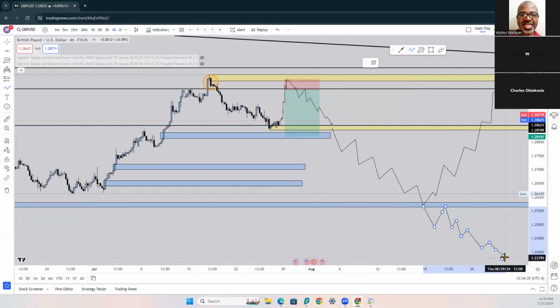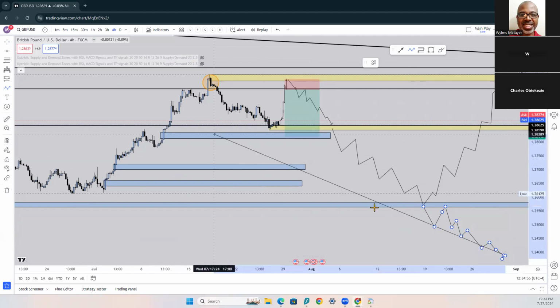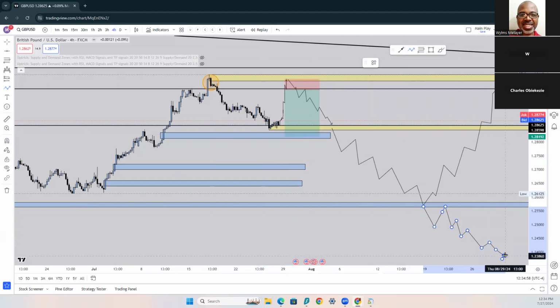Okay. So that's how you analyze the market. That's how you look for gaps. That's how you use that as a point of interest, and so on and so forth. So hopefully that was informative. Hopefully you learned a lot from this training session and you apply it to your trading plan. And going forward, next week, we'll talk about the gaps on a downtrend.